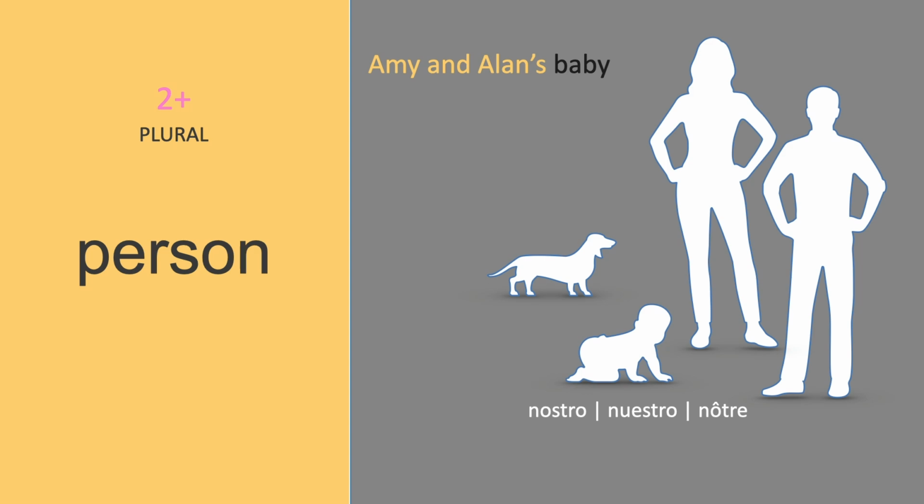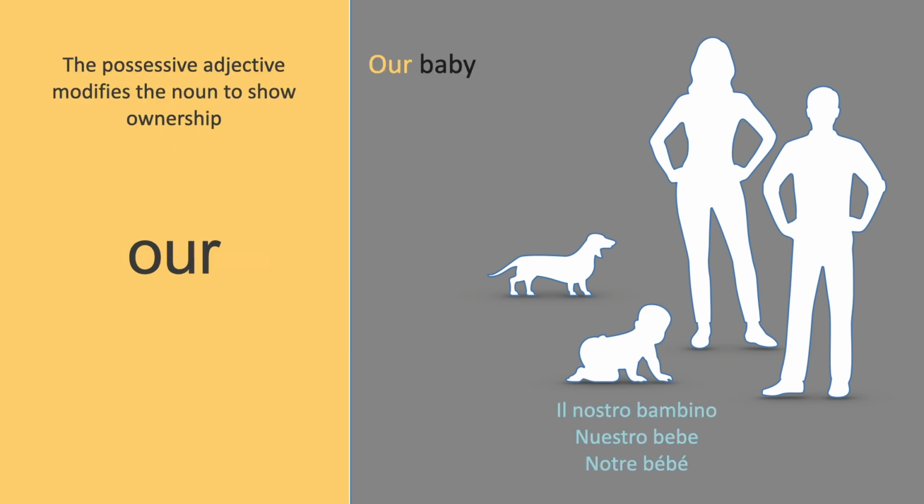Let's look at when we have two or more people who we are referring to, including yourself. In this example, we have Amy and Alan's baby. You can also use the possessive adjective by saying our baby, our baby.